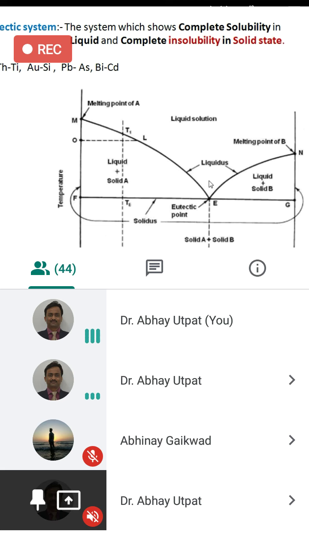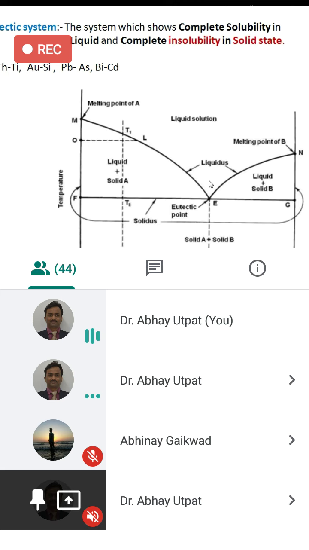Second type of alloy, hypoeutectic. Hypo, less than eutectic. Means percentage of B is less than 60%. 0 to 59% of B and remaining A, all alloys will be hypoeutectic. And 61% of B to 99% of B, all alloys are hyper. More than eutectic is hyper. Less than eutectic composition is hypo.